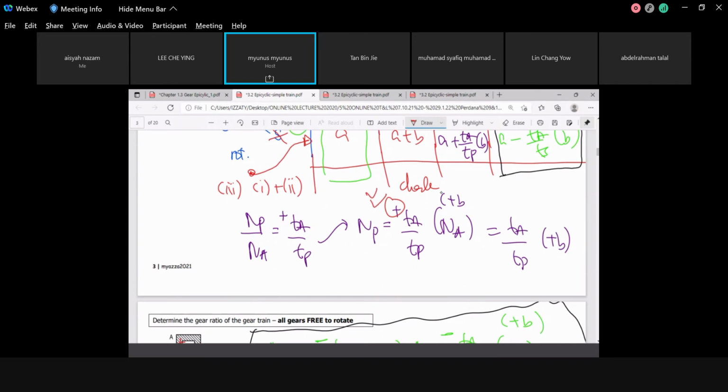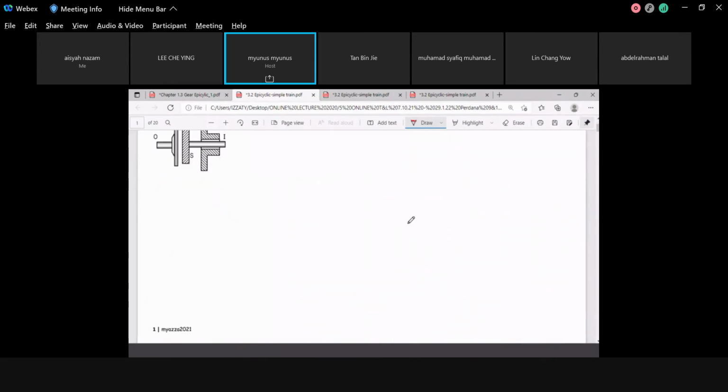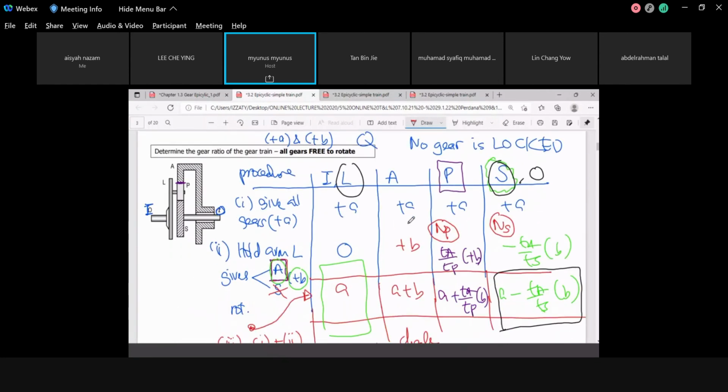Okay. So in conclusion, whether you lock or you feed the gear, it seems that this P will not help you anything, isn't it? If you want to look for the gear ratio, this one will not help you. So P does not help you anything.